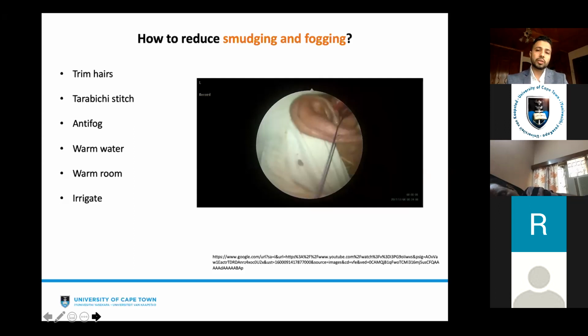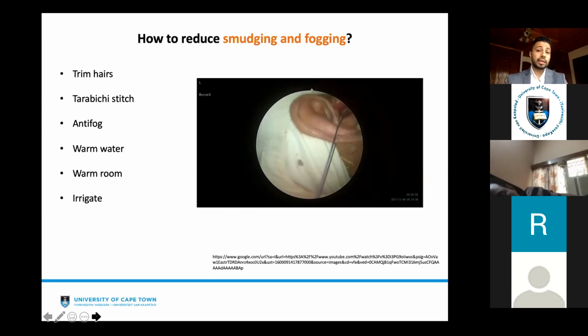The Tarabishi stitch as well is something that I found quite useful in performing cases, especially when you have a very curved external auditory meatus. And you can see here the image that demonstrates that stitch. One just goes right at the end of the external auditory meatus and places a stitch and comes out in the postauricular sulcus. And then one just ties that down, pulling that and giving a bit of traction inferiorly. And really that aligns the meatus with the canal so that your pathway is unobstructed as you're using the endoscope there.